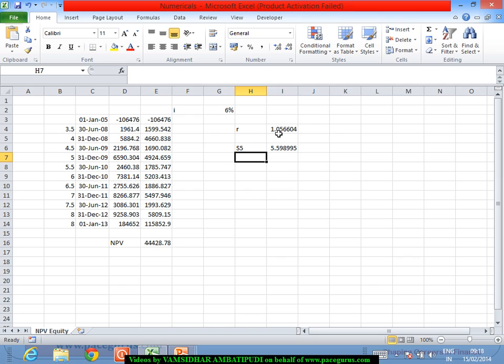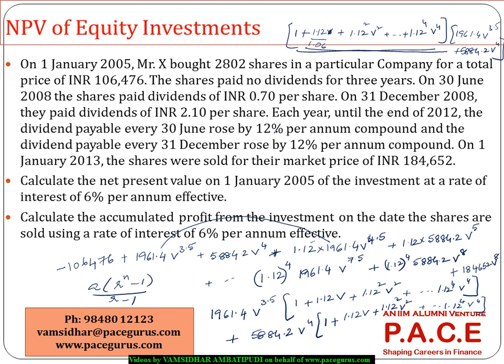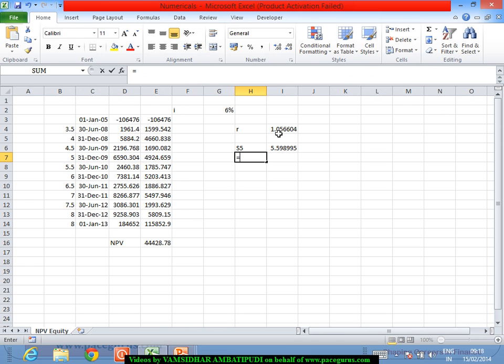And this I have to multiply with 1961.4 V power 3.5. So I am multiplying with 2 terms. So the first term is 1961.4 V power 3.5, which is 1 plus 6%. That is the V, 1 by 1 plus I, V power 3.5.